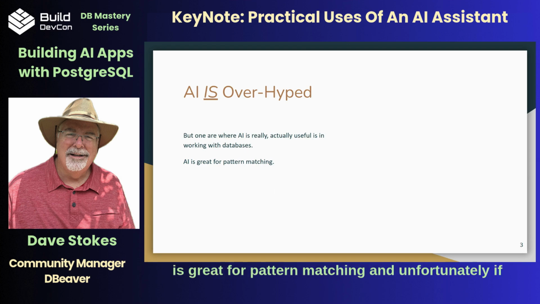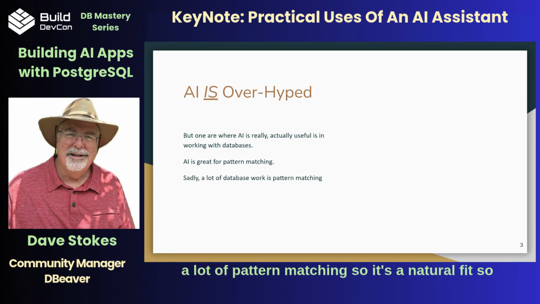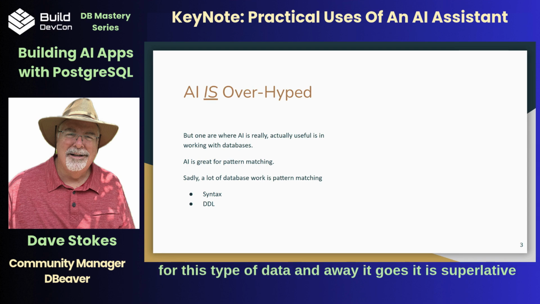AI is great for pattern matching. And unfortunately, if you're working with a database, you are doing a lot of pattern matching, so it's a natural fit. So one of the areas it helps is syntax. If you're fat fingering something, it can do it. If you're trying to figure out how to write a CTE, it can do it. If you are looking at a couple tables and trying to figure out how to join them together, AI can do that. It's great for data description language. Give me a table for this type of data, and away it goes. It is superlative for that.